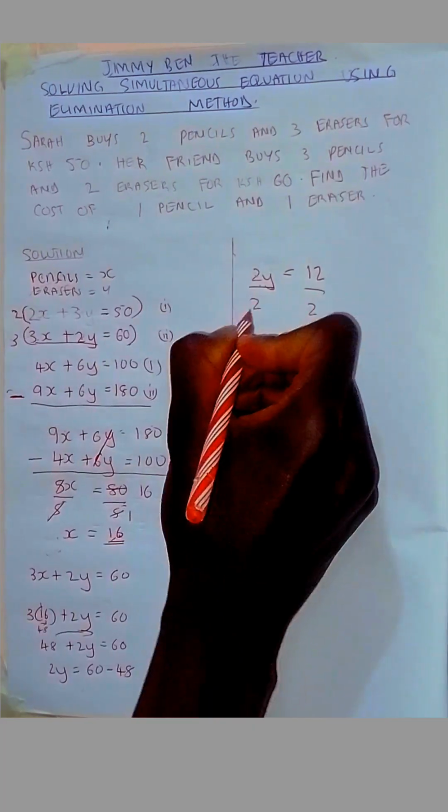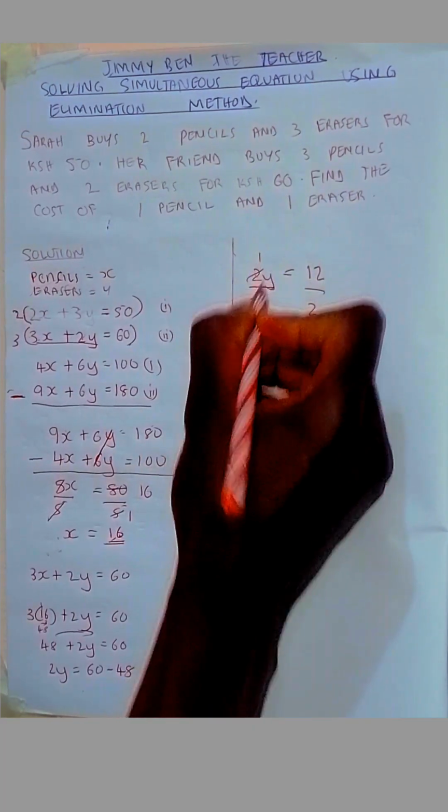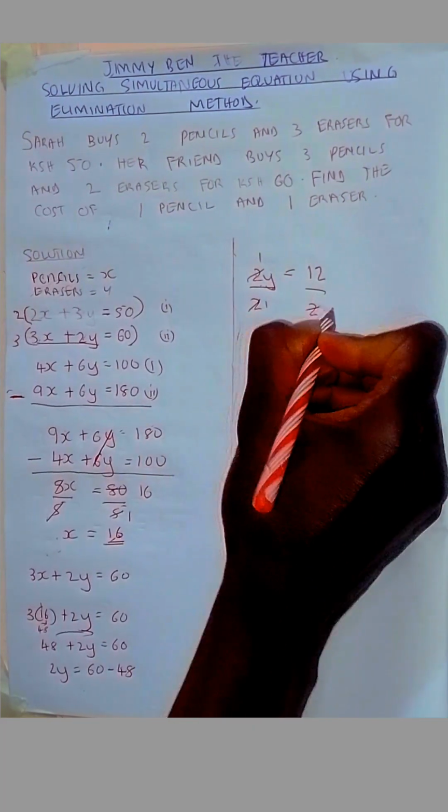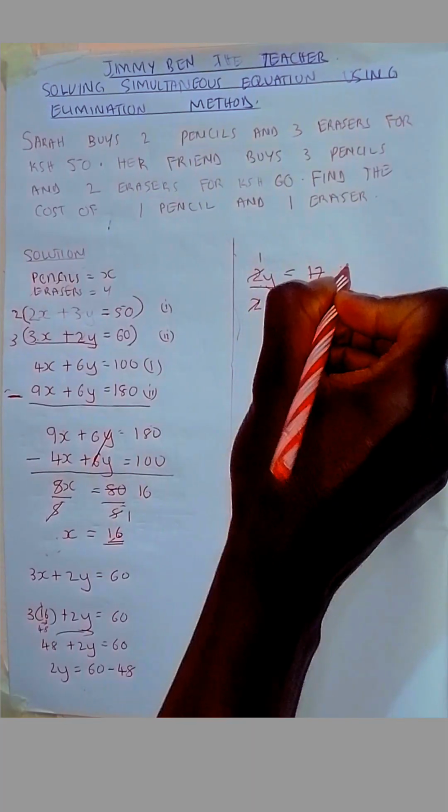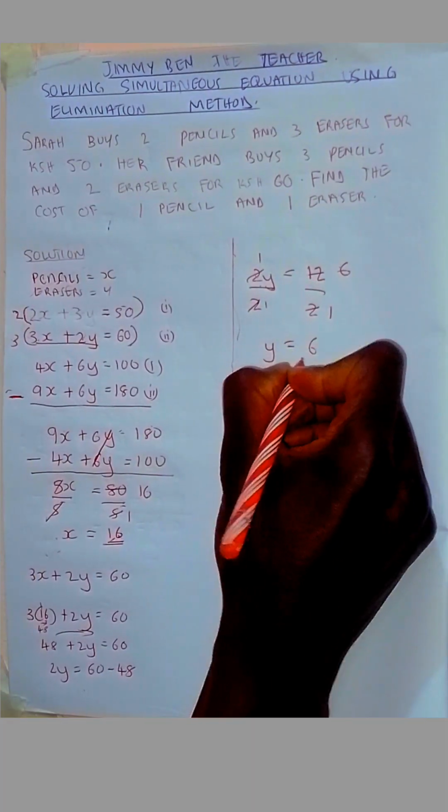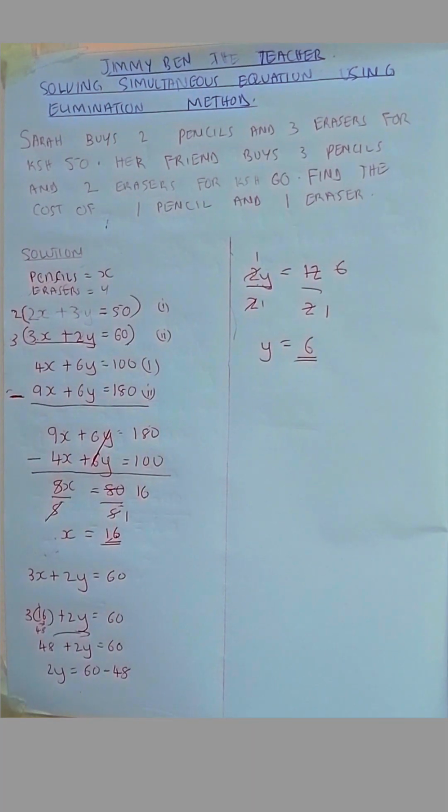Very good. To get the value of y, divide by 2, divide by 2. 12 divided by 2 is 6. So we get 6 as the value of y, isn't it?